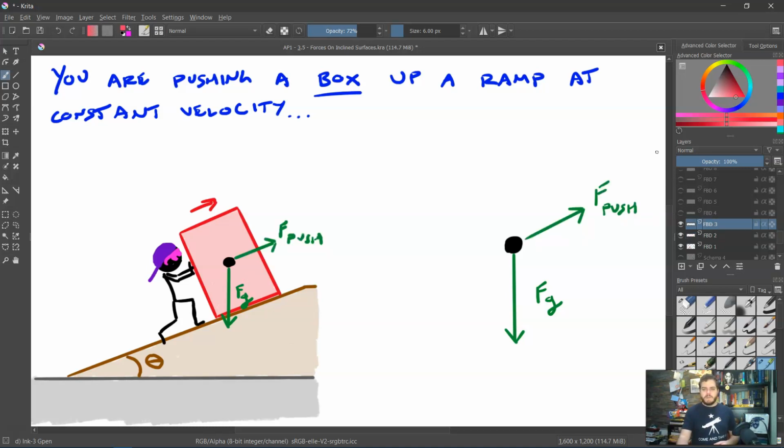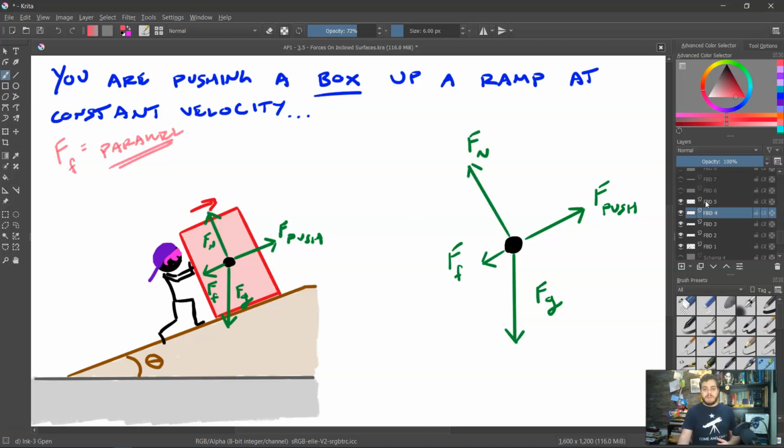Well, we also know that you are pushing it up the ramp, so parallel to the surface of this ramp. That will be F push. But friction is also parallel and opposite the direction of the slide. So since the box is going up the ramp, friction must be going down the ramp. And we need to remember that friction is always going to be parallel to whatever the surface is. Remember, it must be parallel.